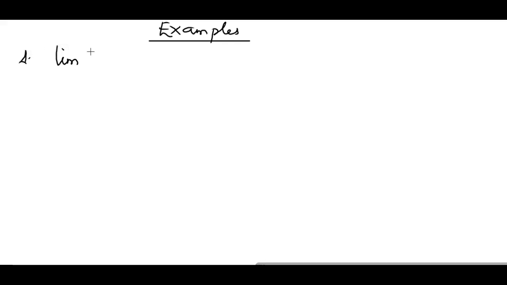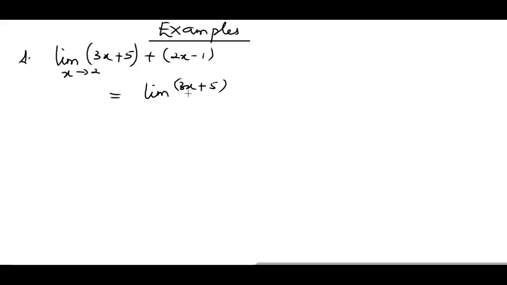We are told to find the limit of 3x plus 5 plus 2x minus 1 as x tends to 2. So simply, we are going to split this using the sum law. So that will be the limit of 3x plus 5 as x tends to 2, plus the limit of 2x minus 1 as x tends to 2.